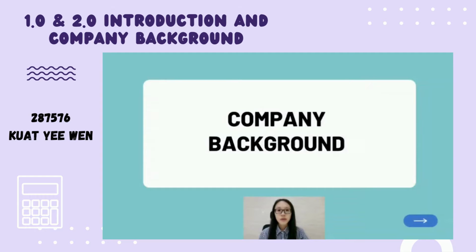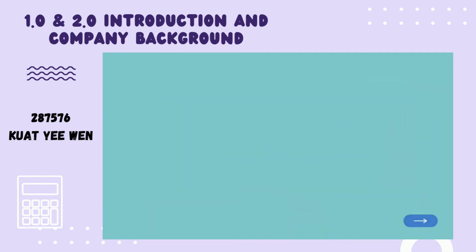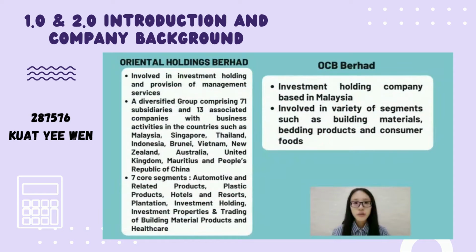Next, I will talk about the profile and main business activity of the two companies that we chose, which are Oriental Holdings Berhad and OCB Berhad. The first one is Oriental Holdings Berhad. Oriental Holdings Berhad is involved in investment holding and provision of management services. It is a diversified group comprising 71 subsidiaries and 13 associated companies with business activity in countries such as Malaysia, Singapore, Thailand, Indonesia, Brunei, Vietnam, New Zealand, Australia, United Kingdom, Mauritius, and People's Republic of China.